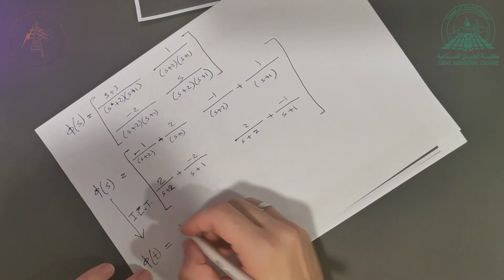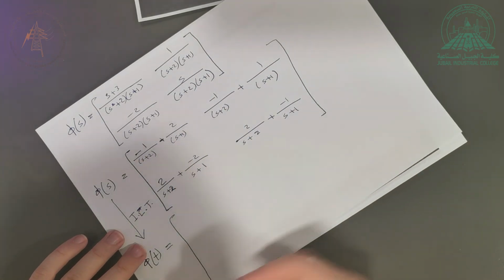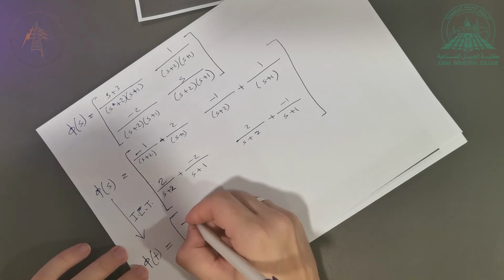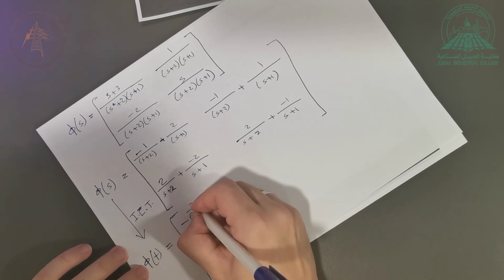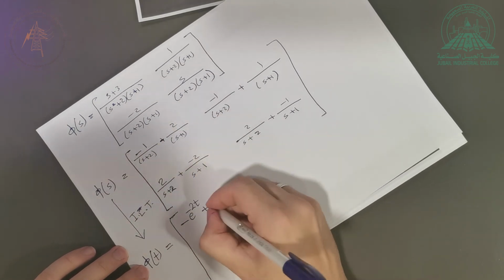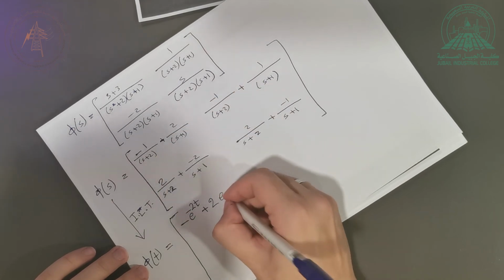And you do it, and by now hopefully you should know how to get these without even using the table, or you can always use the table. So what is this? This will be minus e minus 2t, right? How about this? This will be plus 2, this 2. Then what is the inverse Laplace transform of that? It is e minus t.